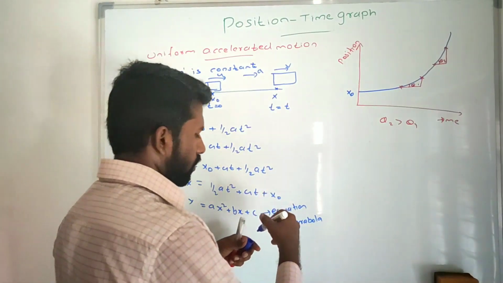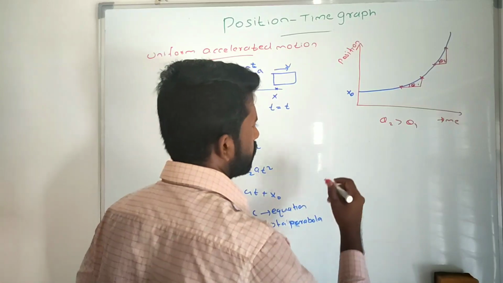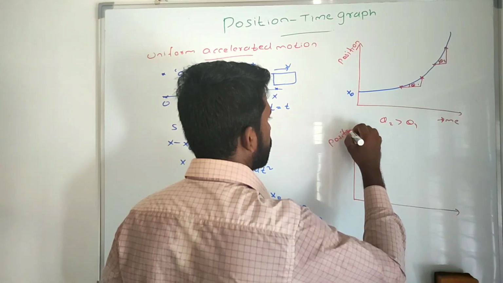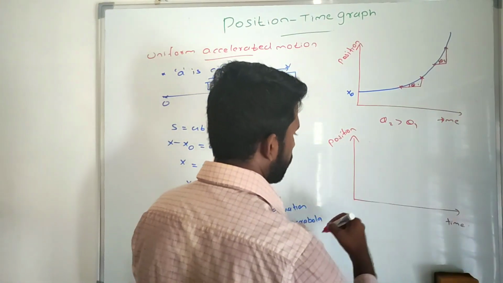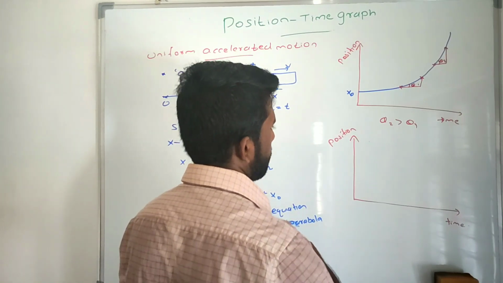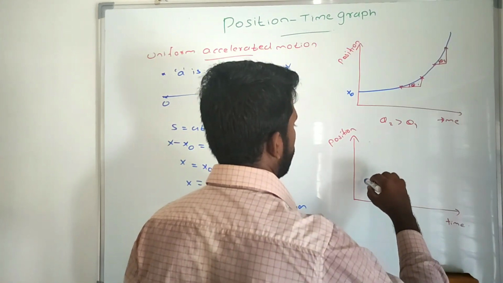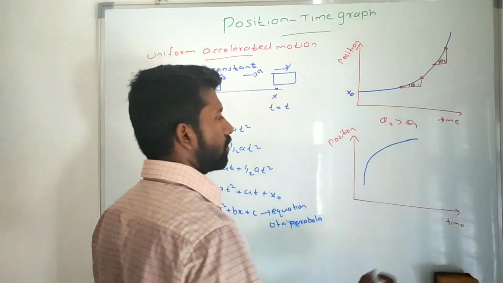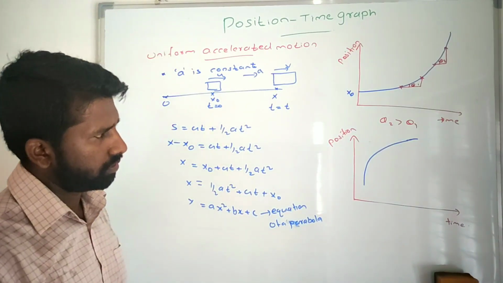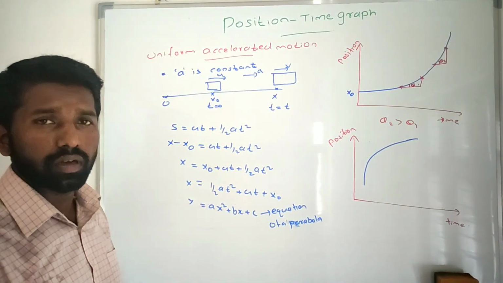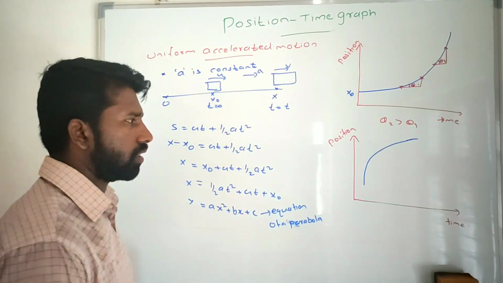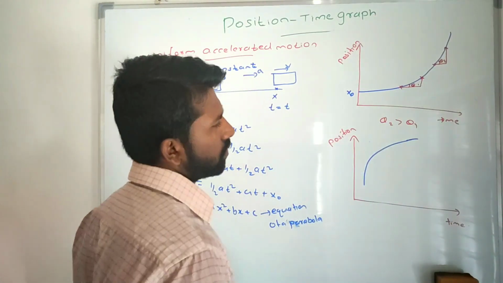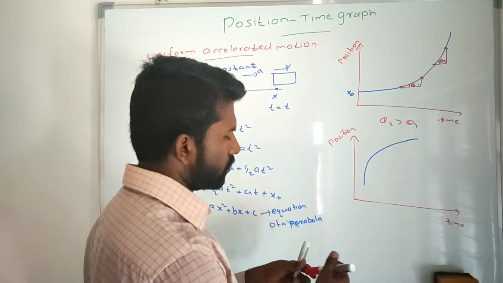The parabola is not only like this, we can draw it another way. If I draw a parabola like this, with position here and time here, it is also a parabola. What does it show? In this also the acceleration is constant. But let us see the slope of this graph.